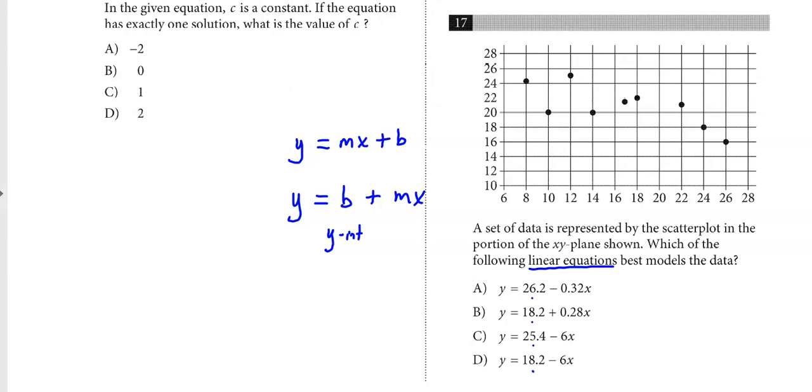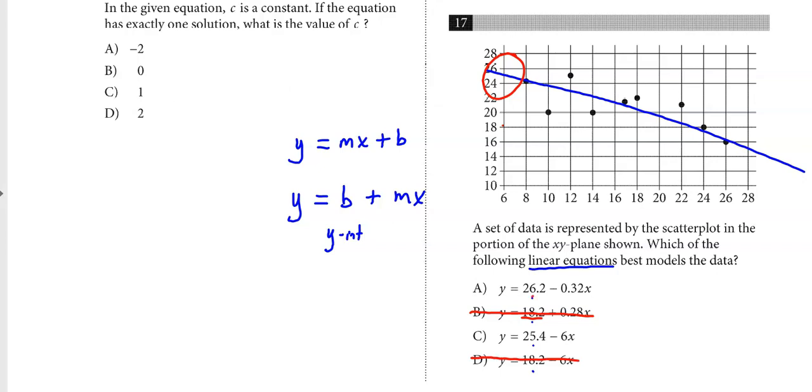So what I'm going to do is just draw my own best fit line, roughly. And I think something like that looks kind of good, it goes through the majority of the dots. And just by doing that, I can see that my y-intercept should be somewhere up around 24, 25, 26. I think 18.2 is way too low for the y-intercept. So I'm going to get rid of these two. So now I have it down to a 50-50.